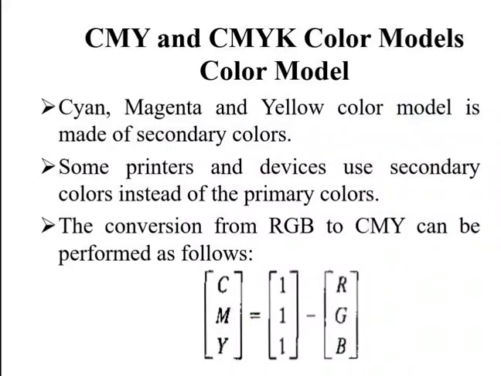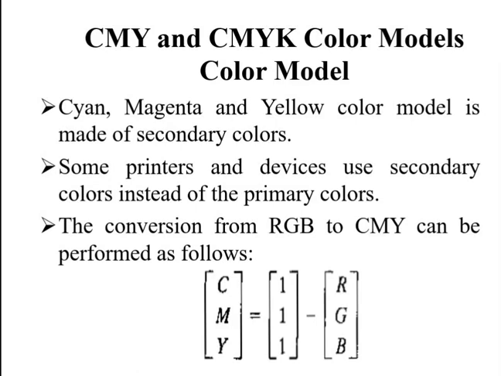The next model is the CMY and CMYK color model. That is, CMY means cyan, magenta, yellow color model and CMYK means cyan, magenta, yellow and black color model. It is made of secondary colors. Some printers and devices use secondary colors instead of primary colors. The primary colors are RGB and the secondary colors are CMY.